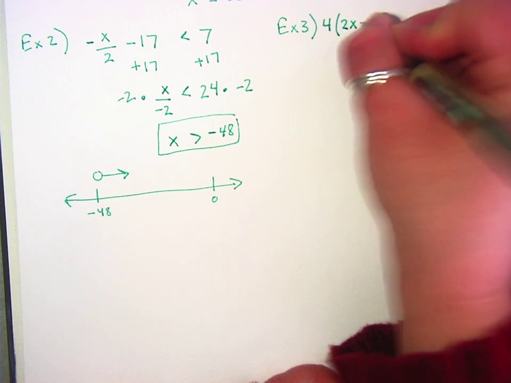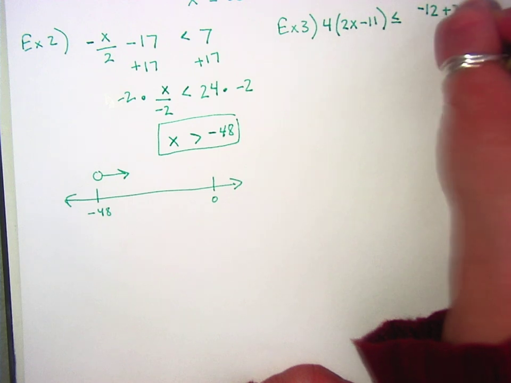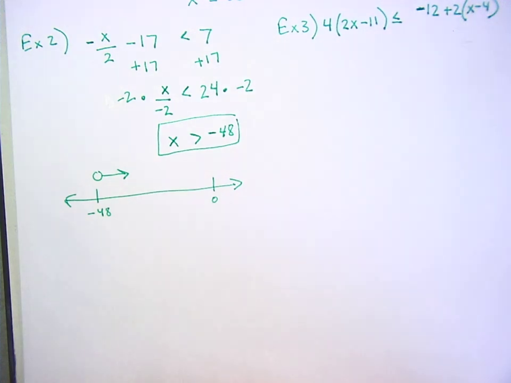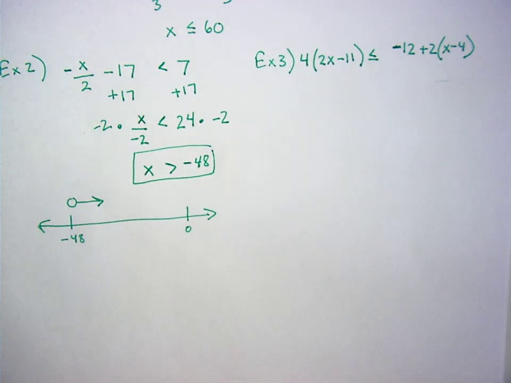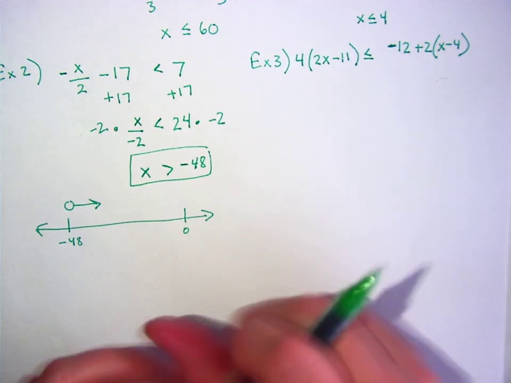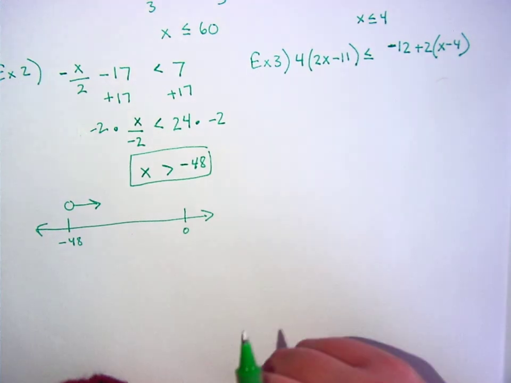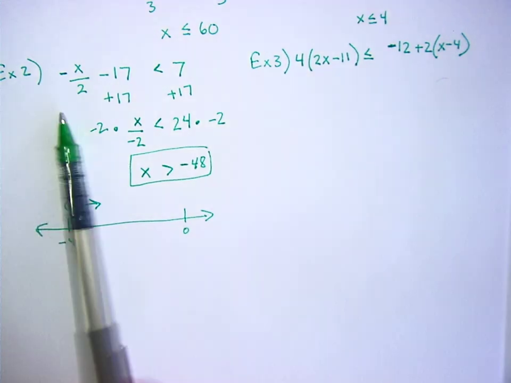4 times 2x minus 11 in parentheses is less than or equal to negative 12 plus 2 times x minus 4. All right, you're going to try this one with your partner, and the answer is going to be x is less than or equal to 4. So remember, distribute with parentheses. First step is distribution. Combine like terms, and then get the x's on the same side. Everybody good on that? Okay, talk to your partner out loud. Go.